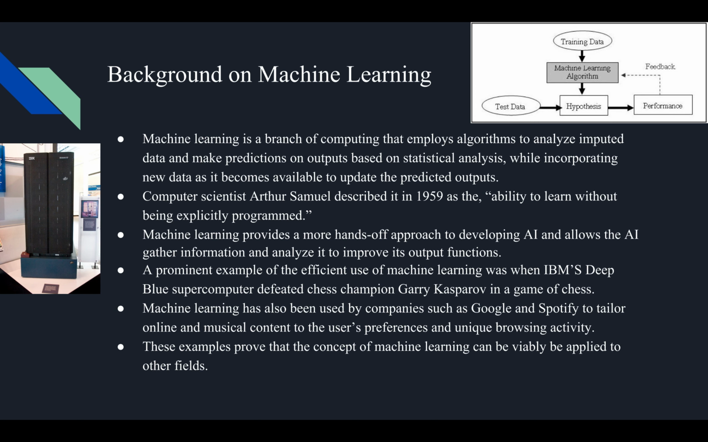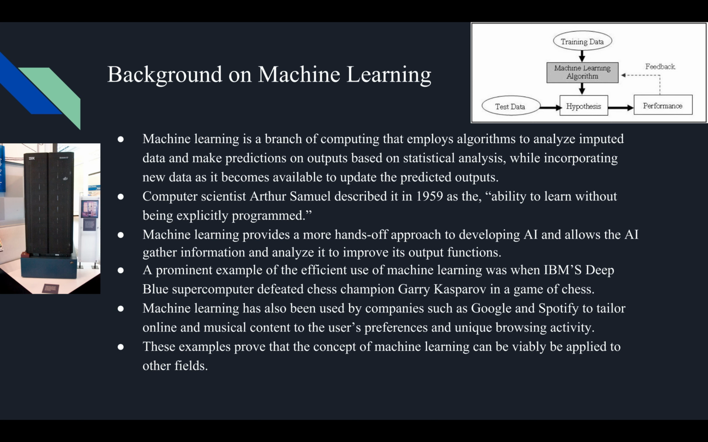All right, to give you a little bit of background, machine learning is a branch of computing that employs algorithms to analyze inputted data and make predictions on outputs based on statistical analysis, while incorporating new data in real time as it becomes available to update the predicted outputs. It was first described by computer scientist Arthur Samuel in 1959 as the ability to learn without being explicitly programmed.